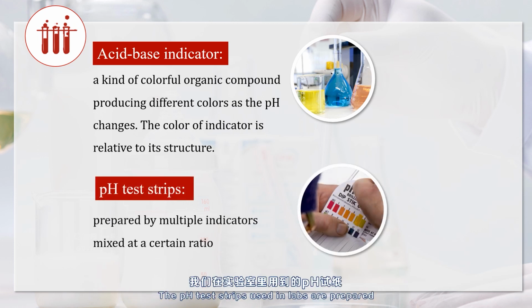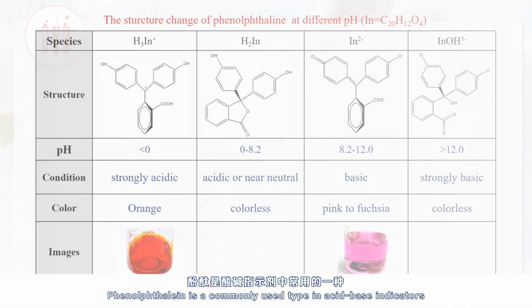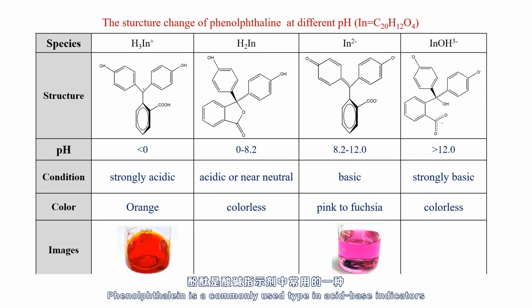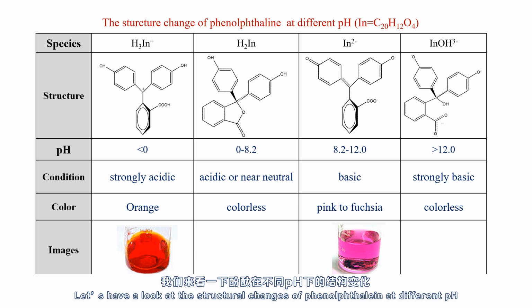The pH test strips used in labs are prepared by multiple indicators mixed at a certain ratio. Phenolphthalein is a commonly used type of acid-base indicator. Let's have a look at the structural changes of phenolphthalein at different pH.